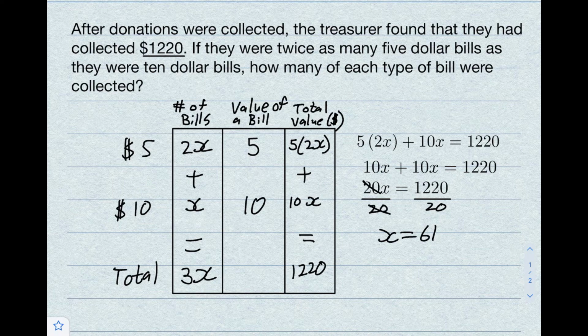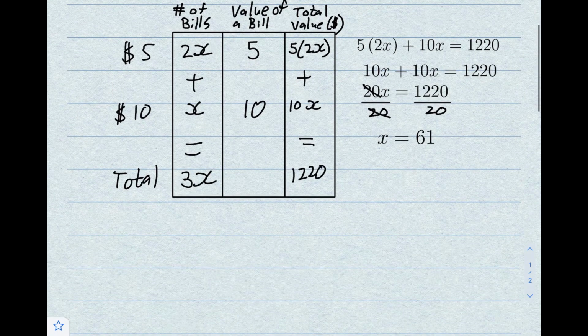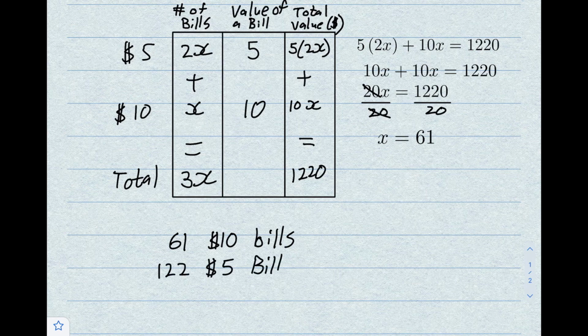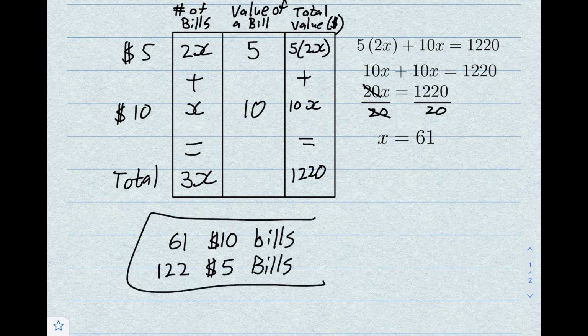Now we need to do some interpretation. So if x is 61, x was our number of $10 bills. So there are 61 $10 bills. By that same logic, we can multiply 2 times our x value. So 2 times 61 is 122 $5 bills. And that will be our final answer.